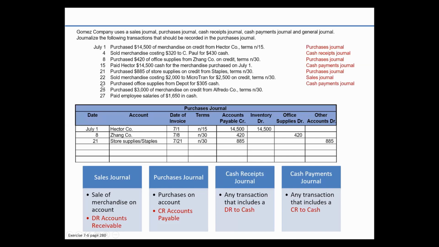And then on the 23rd, we purchased office supplies from Depot for $305 in cash. So that's a cash payments journal because we're paying them cash right then and there.